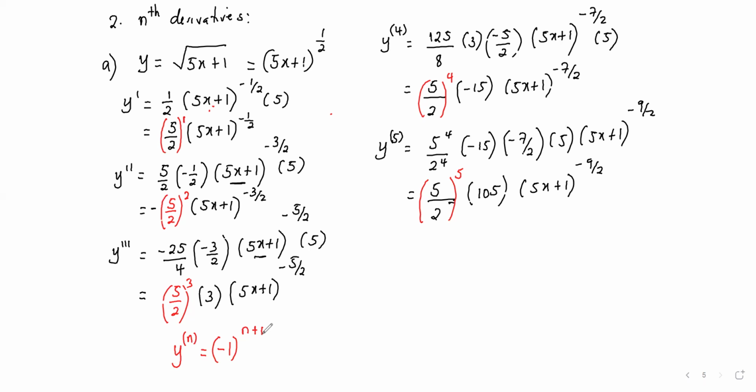Then the second one is 5 over 2 to the power n. 1, 2, 3, 4. We keep going. Now, what about this number that has just popped up? This number here. The 3, the 15, the 105.